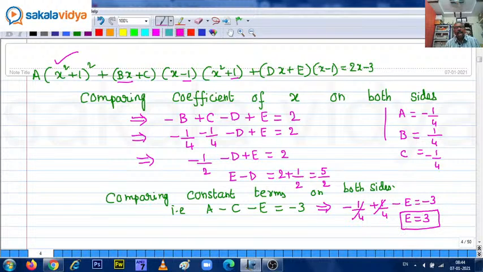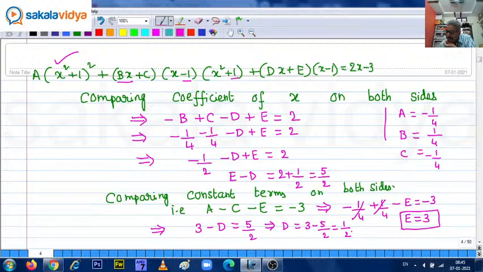Now we need to find out the D value. So from this we'll get the D value here. Since E is 3, E minus D is equal to 5 by 2. So that implies 3 minus D equals 5 by 2. So D equals 3 minus 5 by 2, this is 6 minus 5, 1 upon 2. Now we know all the values.